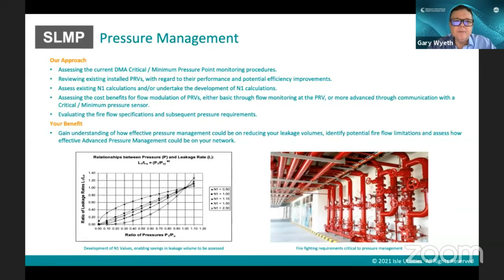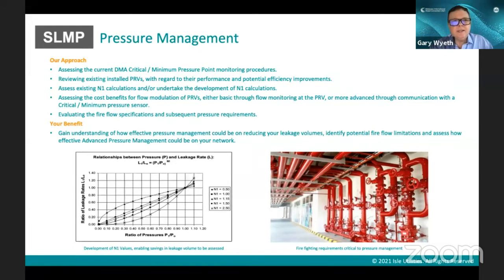One of the key things when you're looking at pressure management is to look at the N1 calculation. This is basically how leaky your system is compared to pressure. Normally it's like a root curve here, which is like a 1-to-1 curve, which means if you reduce your pressure by 10%, your leakage volume would come down by 10% as well.